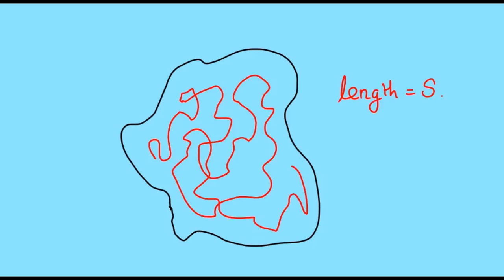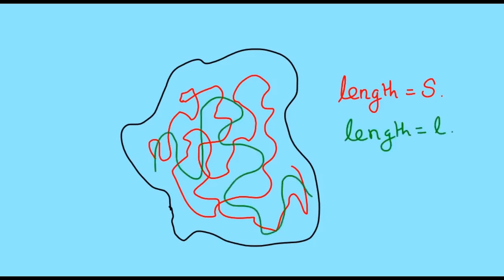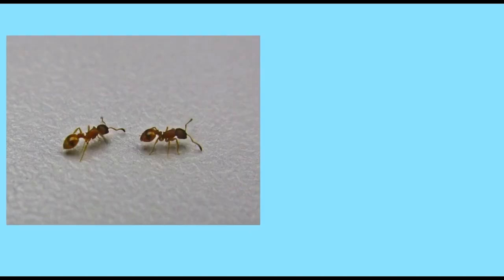The idea is that to estimate the area of the enclosed region, we can draw a random curve of standard length inside it, and then draw another curve of standard length. Now based on the number of intersections between these two curves, we can estimate the area of the enclosed region. This is what these ants do.